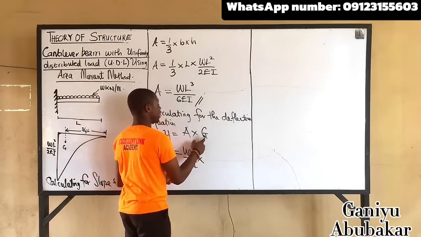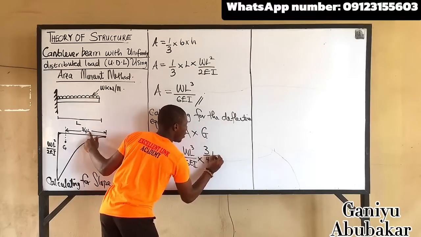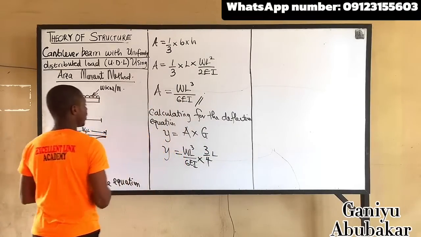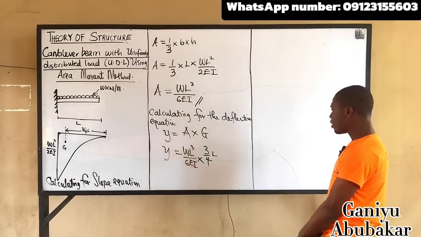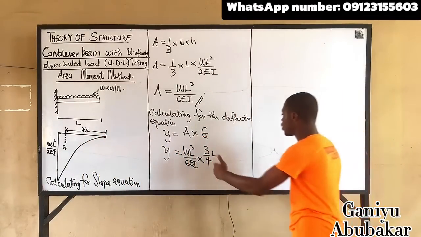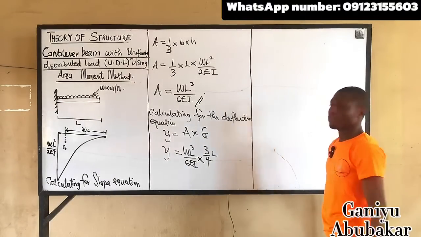Multiply this by G. What's my G here? 3 over 4 L as my center of gravity for the deflection. From here, what will I do? I'll multiply numerator and denominator at this point.